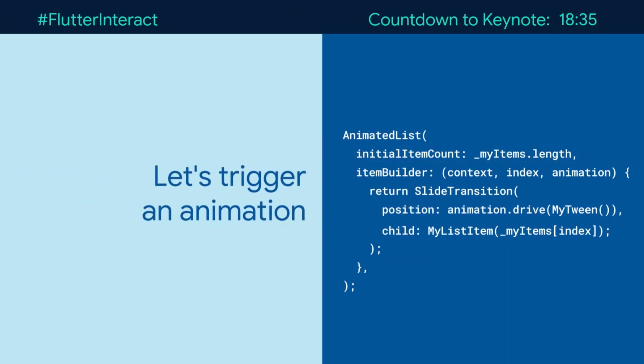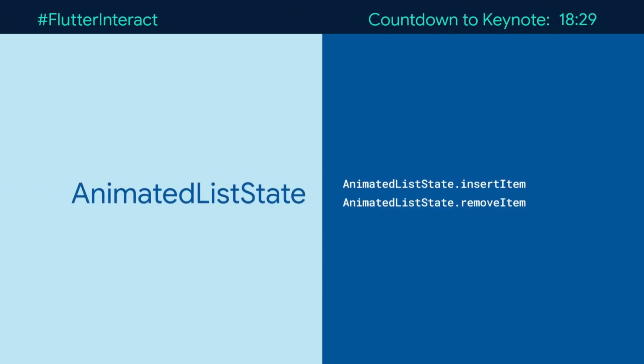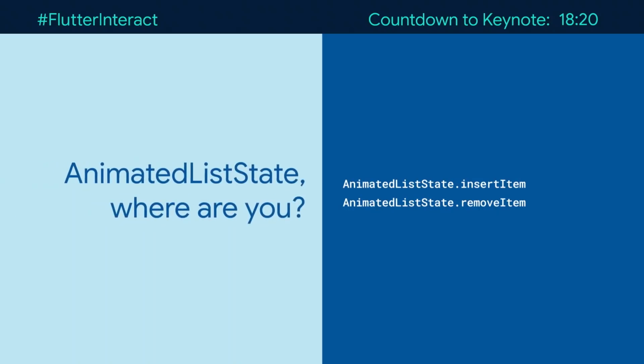Now you need to tell AnimatedList whenever there is anything added or removed from the underlying data structure. To do this, you call methods on the AnimatedList state. This class has the methods insertItem and removeItem. How to get hold of AnimatedListState though?